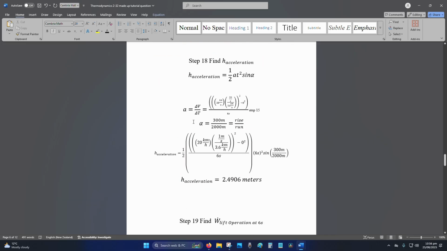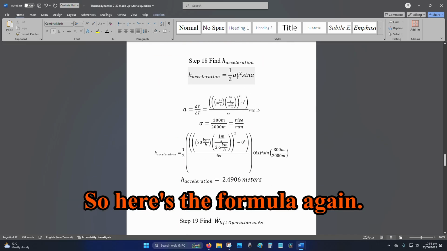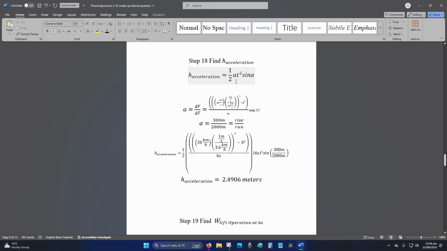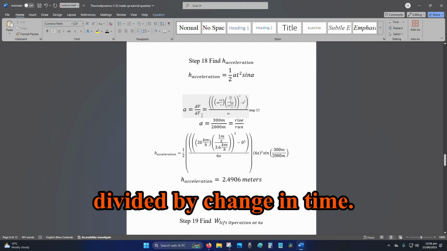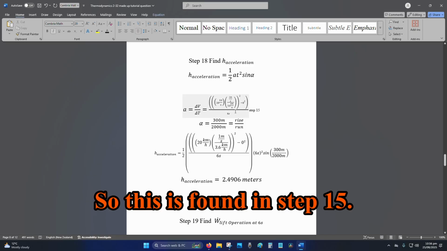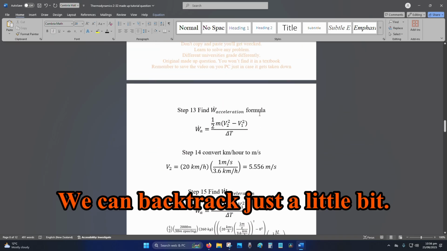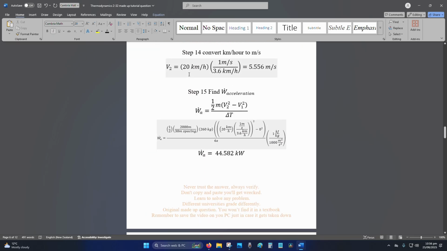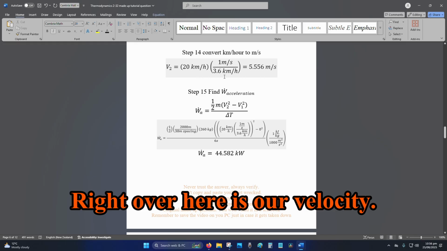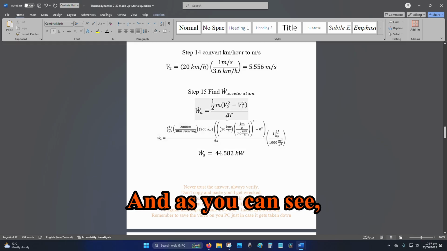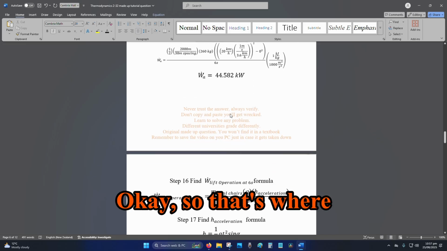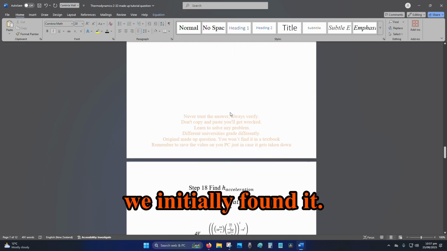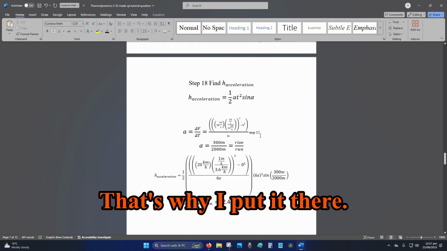Step 18. So here's the formula again. So for the acceleration, it's just the change in velocity divided by change in time. So this is found in step 15. We can backtrack just a little bit. Right over here is our velocity. And as you can see, it's over here as well. Okay. So that's where we initially found it. That's why I put it there.